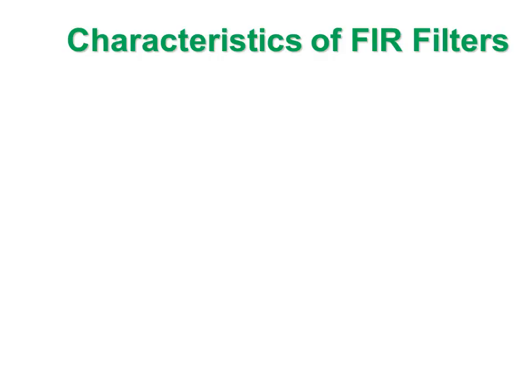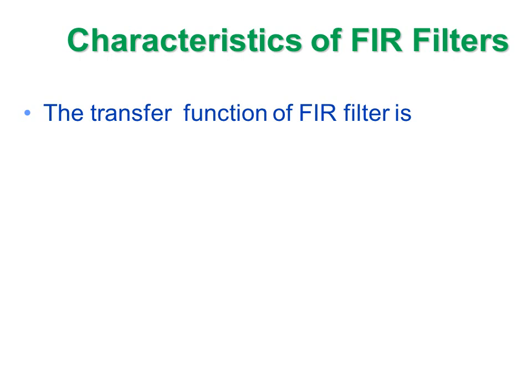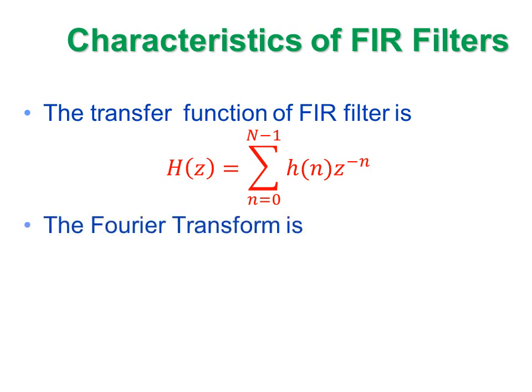The characteristics of FIR filters: basically these filters are called linear phase filters. Why, that we will discuss. The transfer function of an FIR filter is given by the Z transform H of Z is equal to summation over the range from 0 to N minus 1 h of n Z raised to minus n, and its corresponding Fourier transform is given by H of omega is equal to summation over the range 0 to N minus 1 h of n into e raised to minus j omega n, where Z is replaced by e raised to j omega.